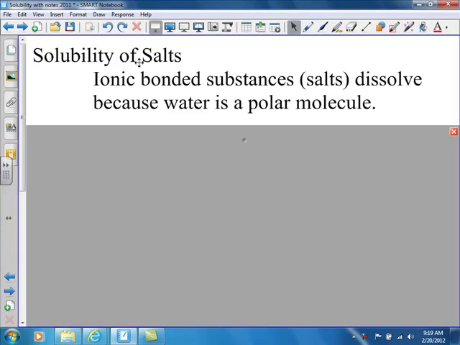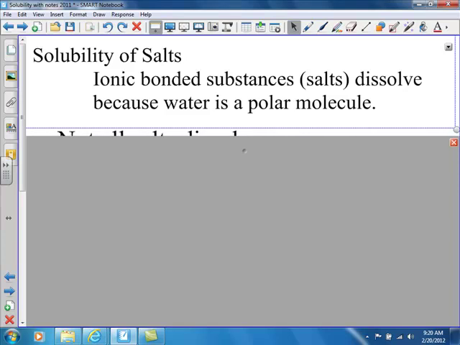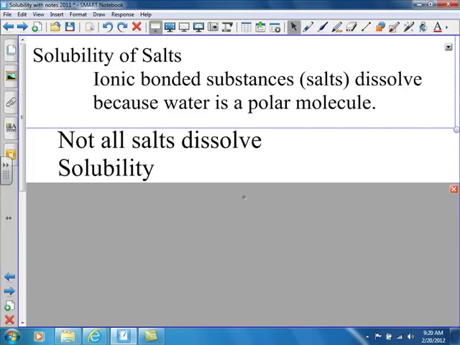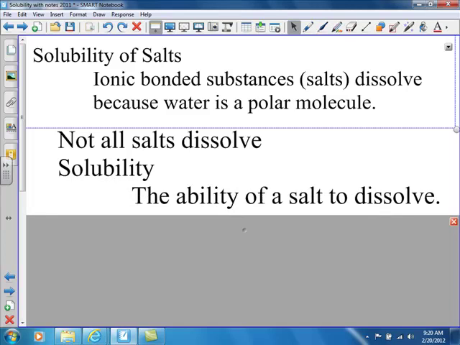Now, one of the things you need to understand is ionically bonded substances, which are salts, and we've talked about that many times, dissolve in water because water is a polar molecule. Okay? And we'll deal with that issue in a little bit. Okay, now, not all salts dissolve. Okay? So one of the things that we have to talk about is the term solubility. And when we talk about solubility, it is the ability of a salt to dissolve. That's kind of the textbooky definition of that.